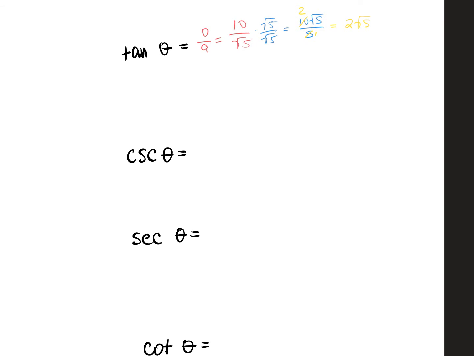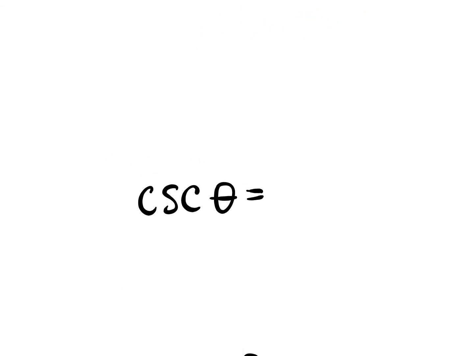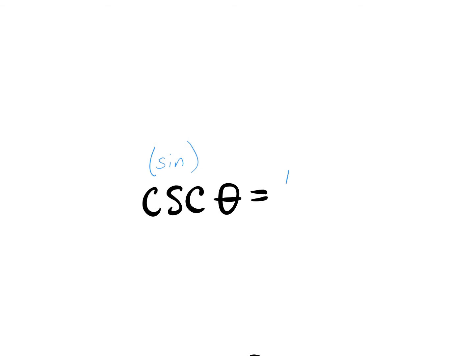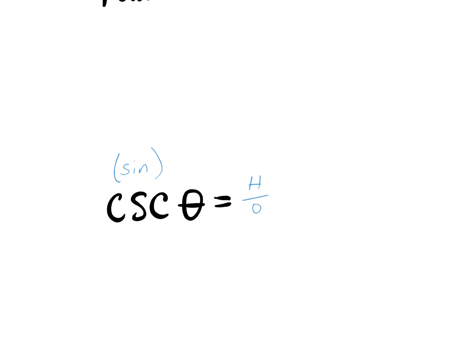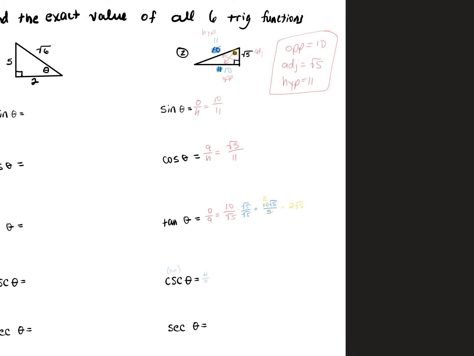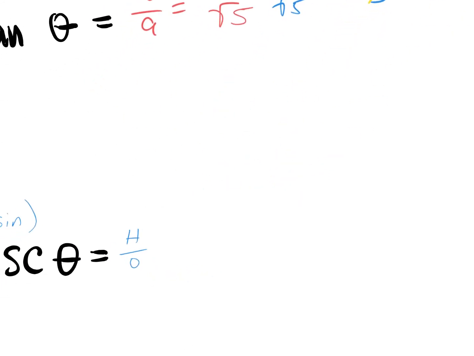So now we're going to go through and do our reciprocals. What is the reciprocal of cosecant? Okay, but what is the trig function that's reciprocal? Sine. Remind yourself of that. Some of you guys got that confused. If sine is opposite over hypotenuse, then cosecant is hypotenuse over opposite. So it's what over what? 11 over 10?